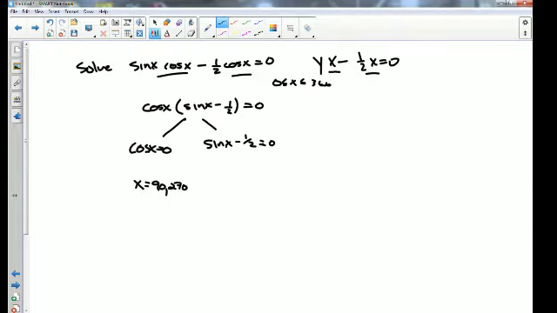And where is sine equal to half? Add the half. 30 and 150. Okay.